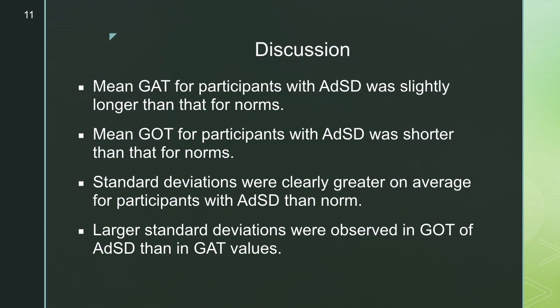Mean GAT for participants with ADSD was slightly longer than that for norm. Mean GOT for participants with ADSD was slightly shorter than that for norm. With a larger subject pool, we might expect larger differences in mean between participants with ADSD and normative data. Standard deviations were greater on average for participants with ADSD than norm. The GOT standard deviation results are particularly compelling and suggest that GOT are more variable in participants with ADSD compared to that of norm.